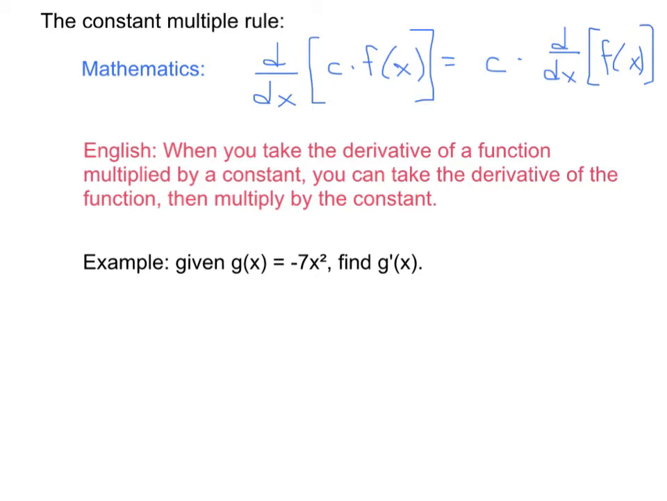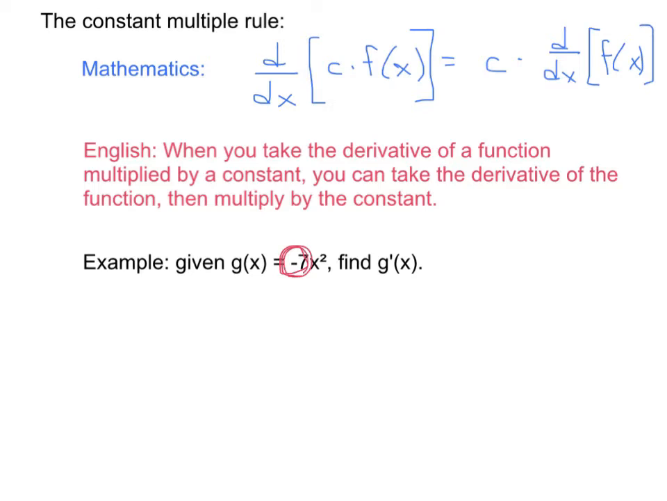So in this example below, if g of x is negative 7x squared, what is the derivative of that thing? Somebody might say, oh, we can't really take the derivative of that, because it's not really the power rule. There's a 7 in front. That's true, but that 7 is a constant, and that's very important.